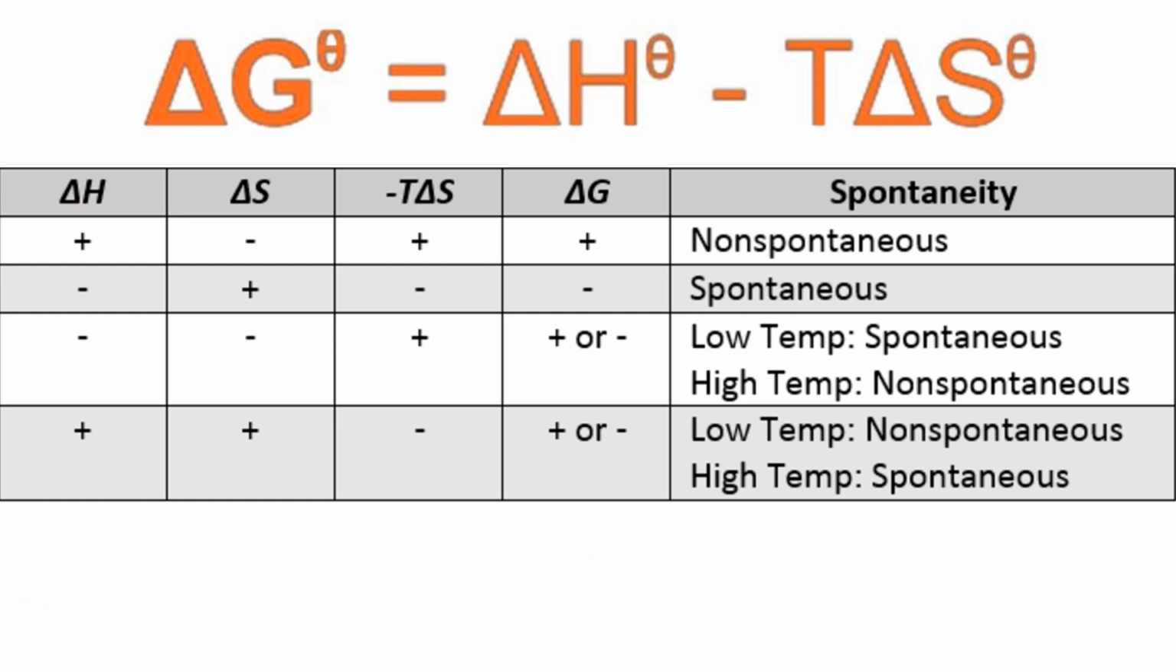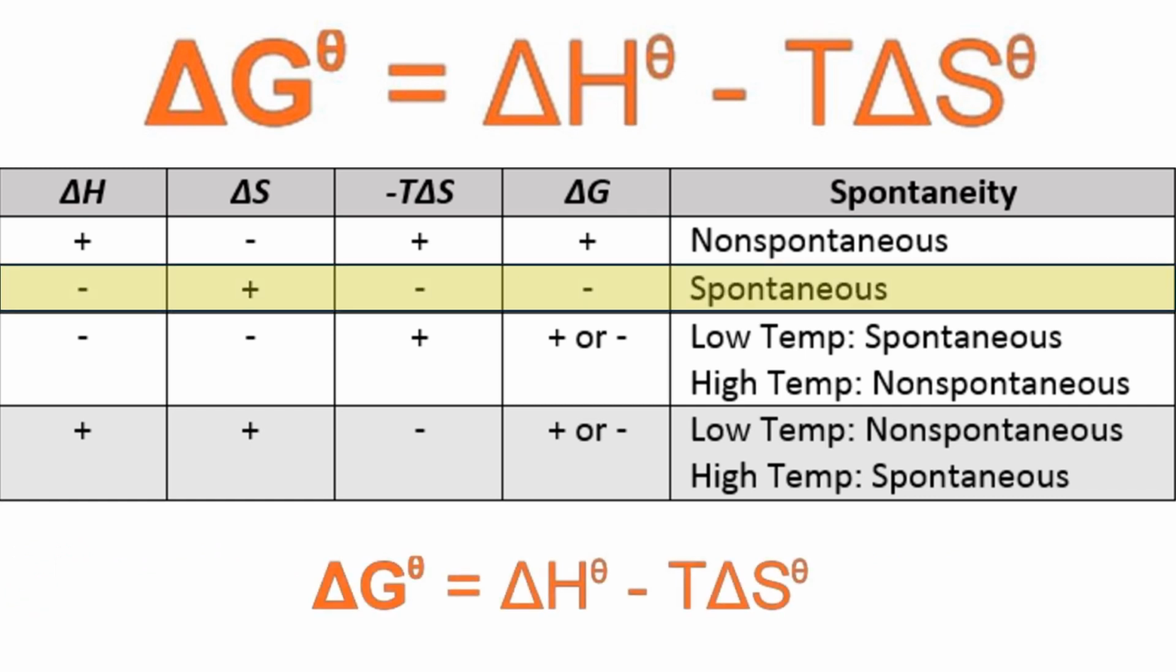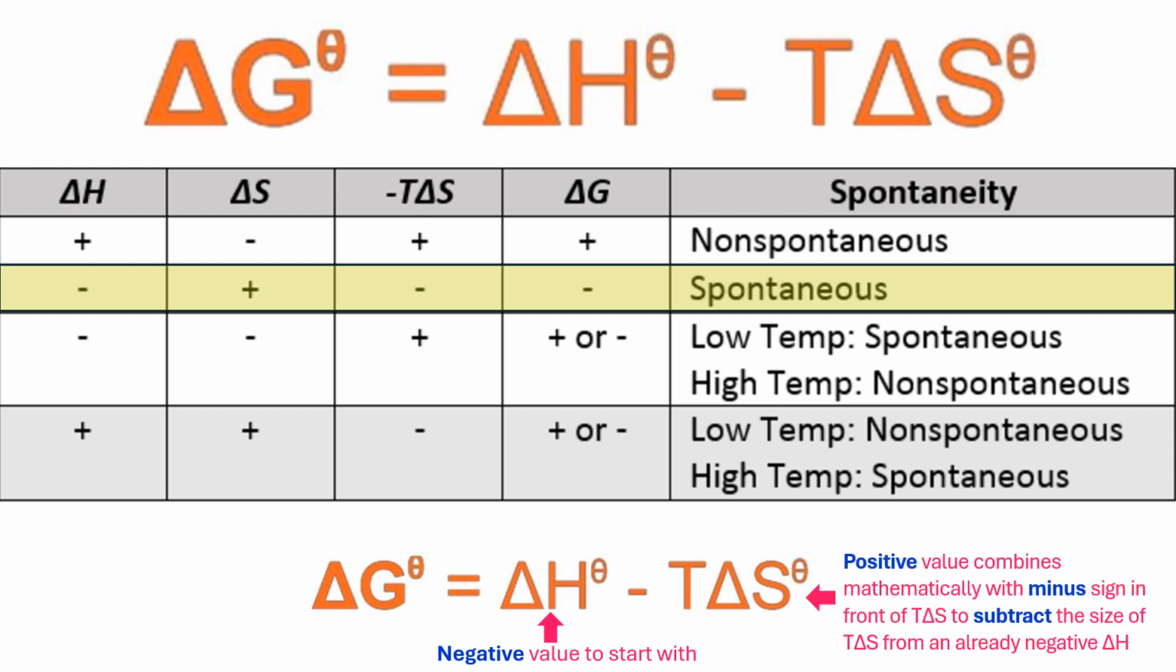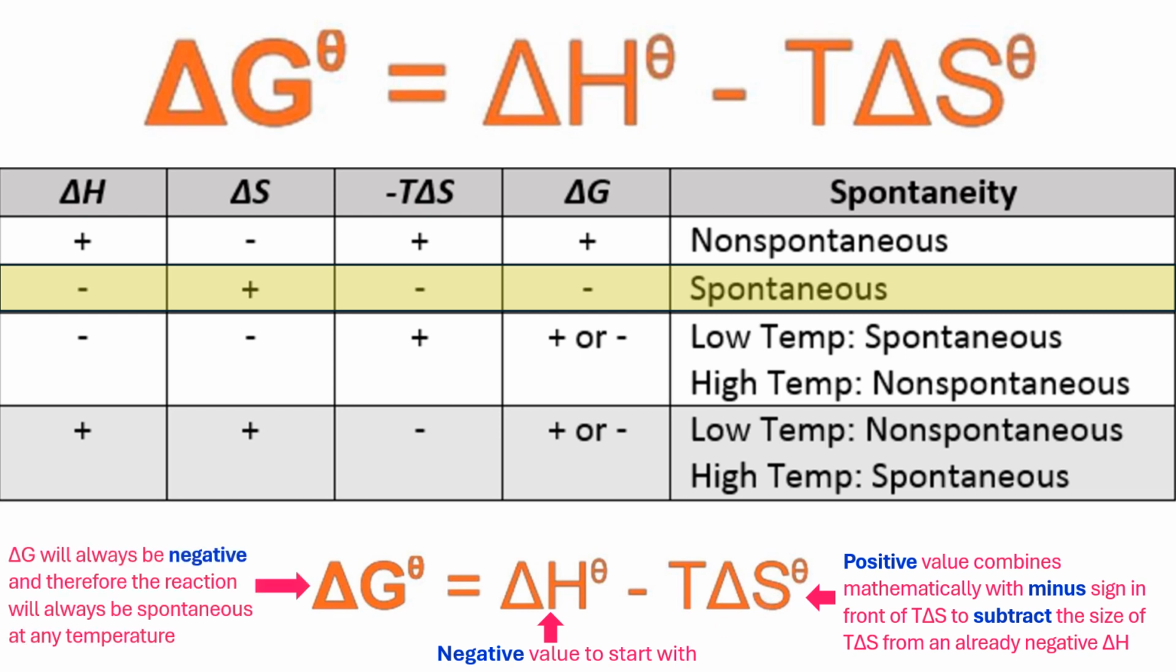So in the second scenario, you've got a negative value to start with. So if you have a positive delta S value, that will combine mathematically with the minus sign in front of T delta S to subtract the size of this function, T delta S, from an already negative delta H value, meaning that at any temperature, delta G will always be negative, so the reaction will always be spontaneous.